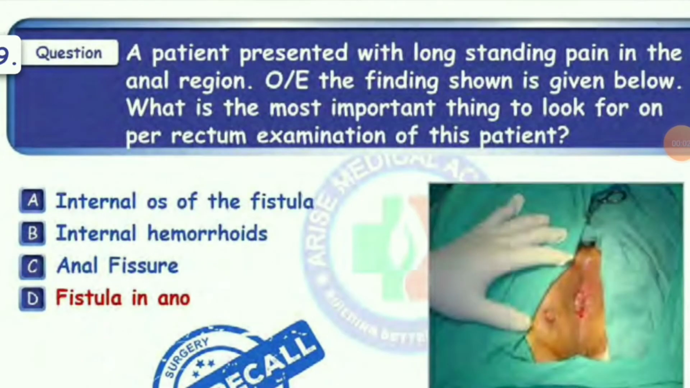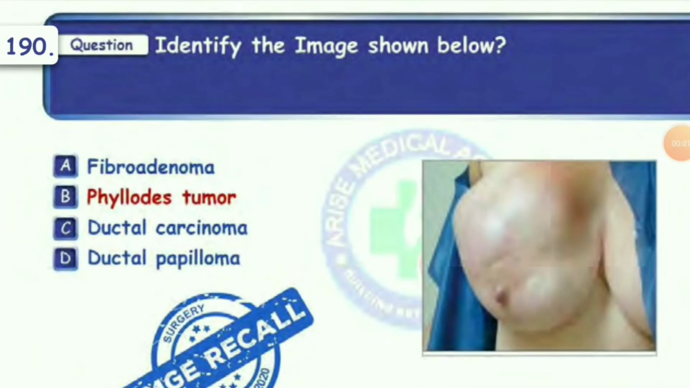Next question, a patient presented with long-standing pain in the anal region. On examination, the finding shown is given below. What is the most important thing to look for on per rectum examination of this patient? The answer is fistula in ano. Next question, identify the image shown below. The answer is phyllodes tumor, leaf-like structure.